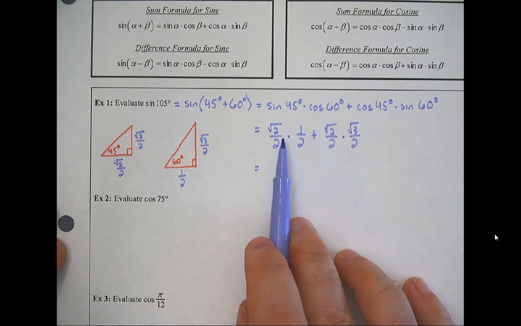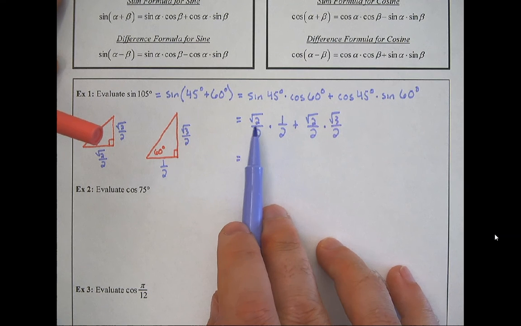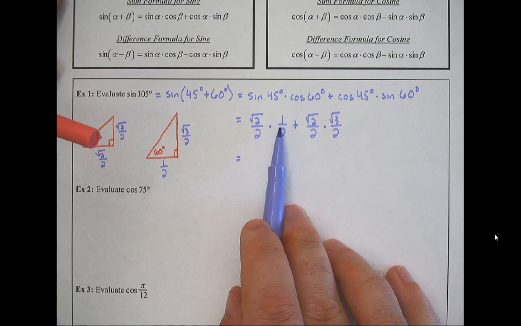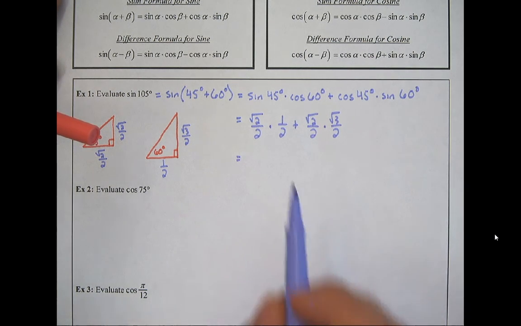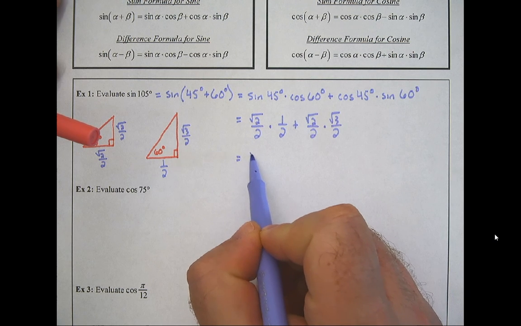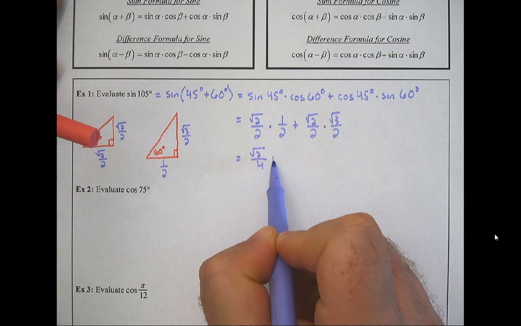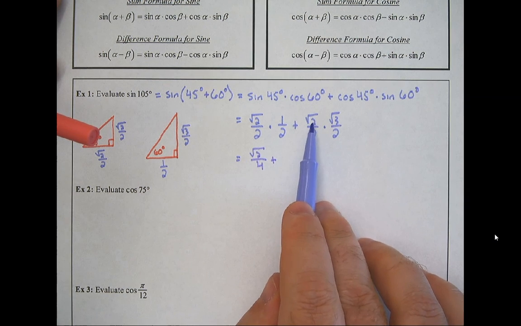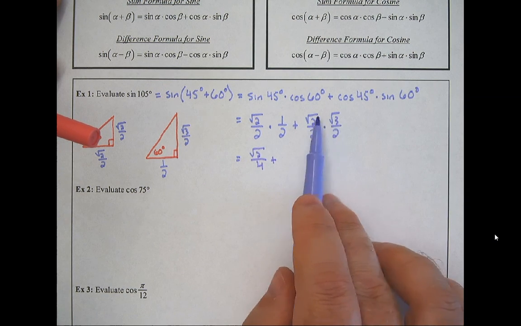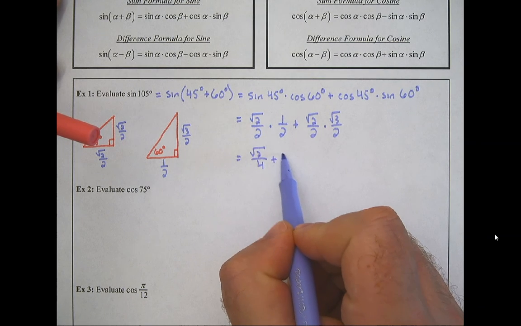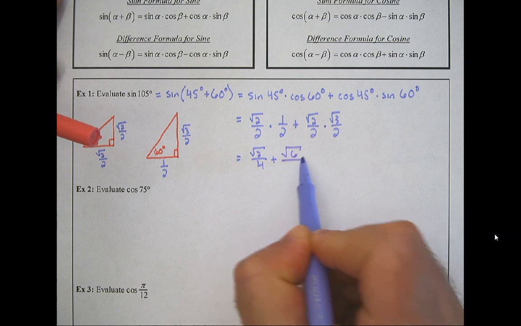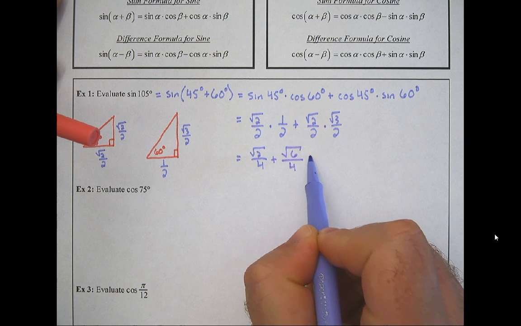From here, I just follow the order of operations. This is a fraction times another fraction, so we don't need a common denominator. We can just multiply straight across. Root 2 times 1 is root 2, over 2 times 2 is 4. Plus, then I get root 2 times root 3. Because they're both roots, I can multiply what's underneath the roots, and we get root 6, over 2 times 2 is 4.